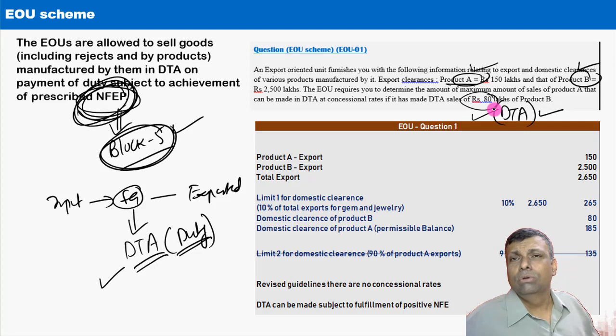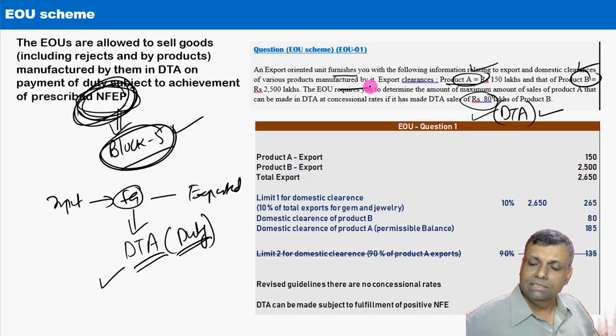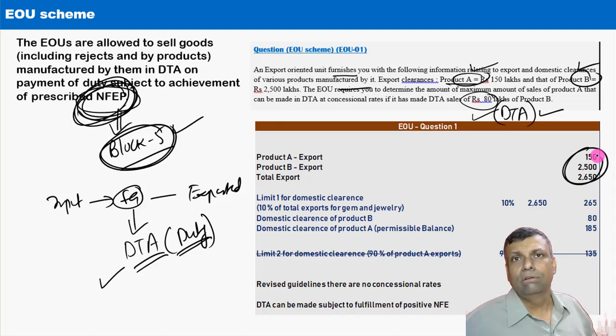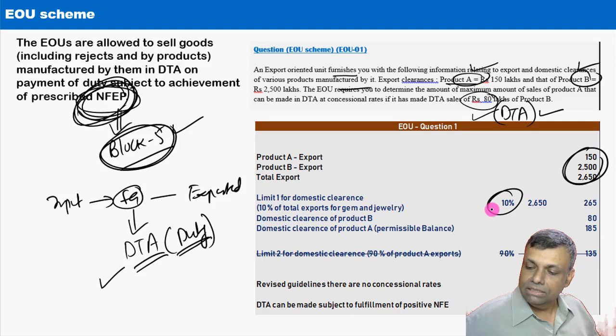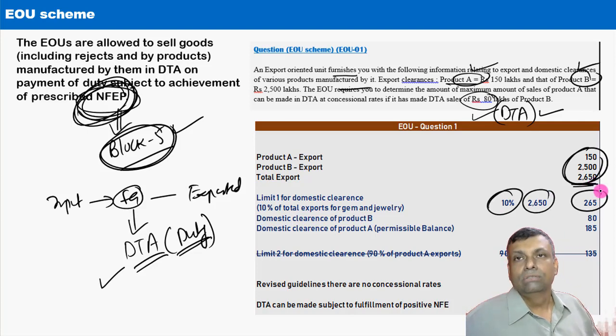However, for gem and jewelry type goods, the government has put a monetary limit, beyond which you cannot clear the goods in the domestic tariff area. So I'm just assuming that if both the products were gem and jewelry products, then what will you do? You will take the total export. Technically, this should be the export of the preceding year. That exact data is not there in the question, but anyway, it's an illustrative thing. Now there is a 10% limit. So of this 2650, you will take 10%. So this will be our overall maximum limit for the domestic clearance.